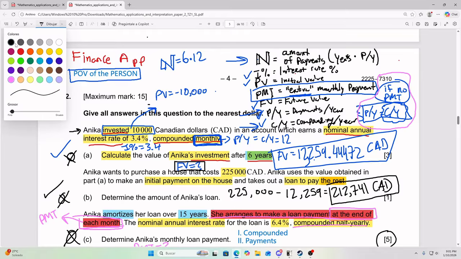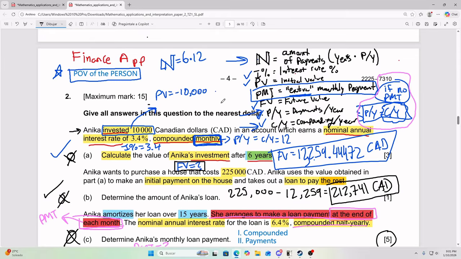Dale? So let's go piece by piece one more time. For part C, we need the big N, which is the amount of payments. So the amount of payments is going to be years times P/Y. In this case, we're talking about 15 years, so up until then, we agree. But P/Y is a little different. If there is PMT, PY does not equal CY. Here I'm saying if no PMT, PY equals CY. If there is PMT, PY will be payments per year, and CY will be compounding per year.